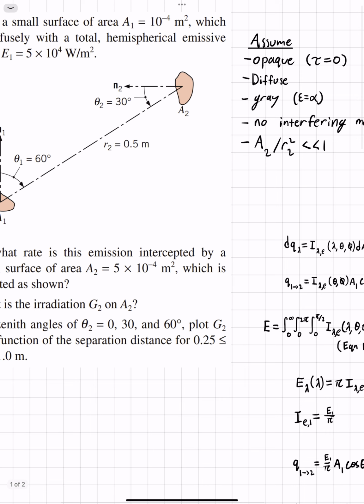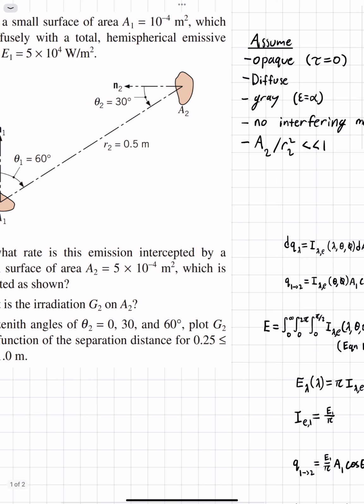So to begin, we can look at equation 12.11 from the textbook that says dq is equal to I, which is a function of lambda, theta, and phi, dA cosine theta d omega. Because we're going from 1 to 2, we say that q1 to 2 is equal to I, and because we are assuming that it is diffuse and not reliant on wavelength, it's just I, which is a function of theta and phi, which are both angles, times area 1 cosine of theta 1 and d omega 1 to 2.